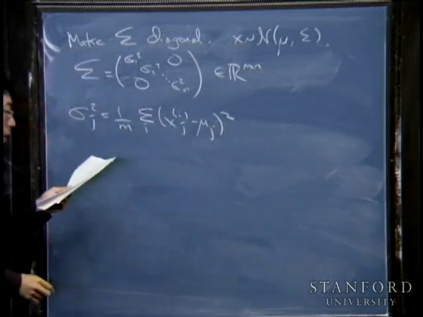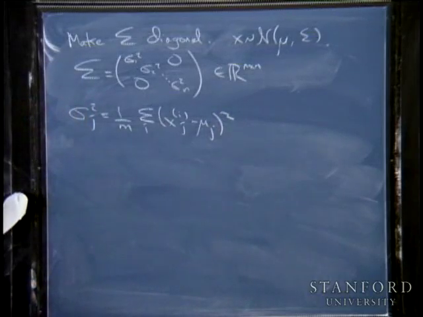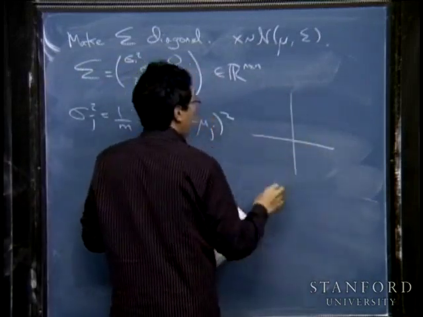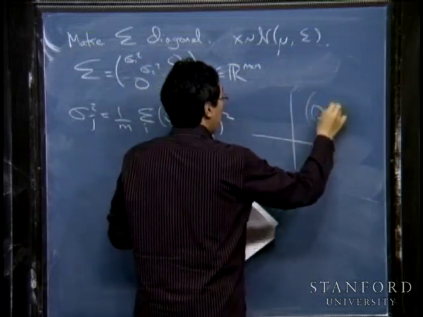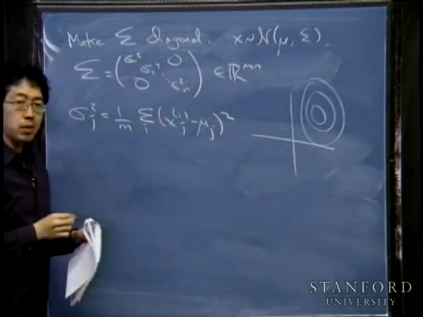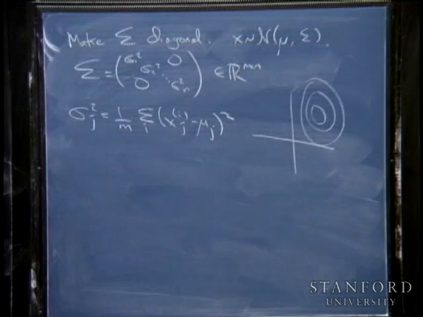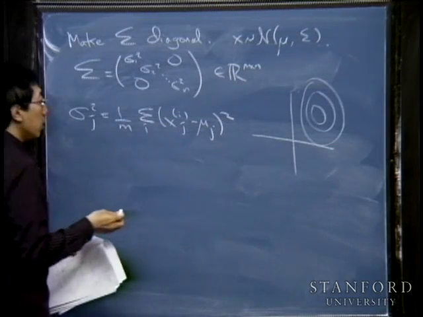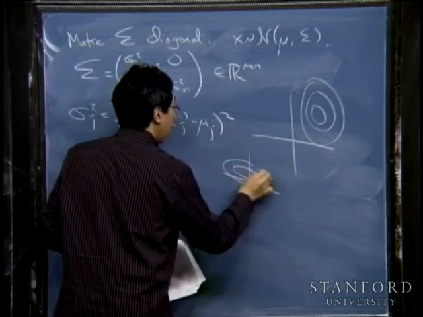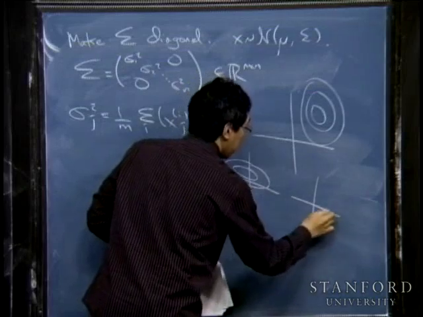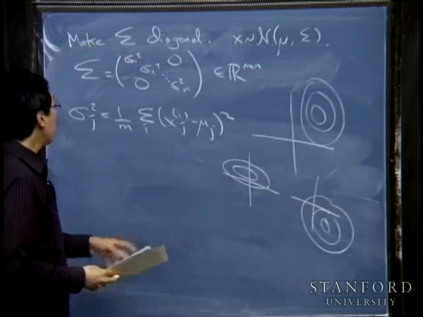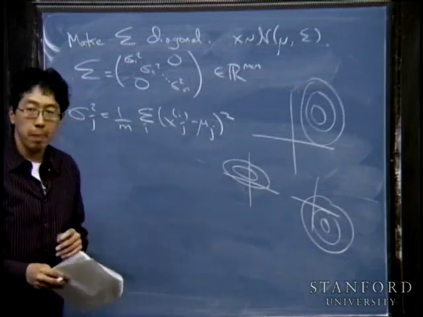And in pictures, what this means is that you're modeling the distribution via Gaussians whose contours are axis aligned. So that's one example of a Gaussian where the covariance is diagonal. Here's another example. And here's a third example. All three of these are examples of Gaussians where the covariance matrix is diagonal. Okay?